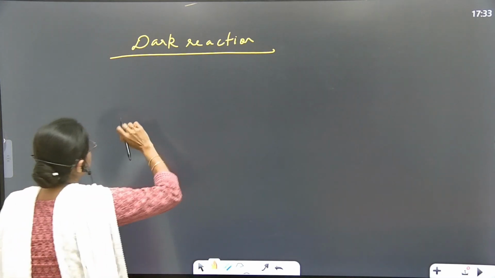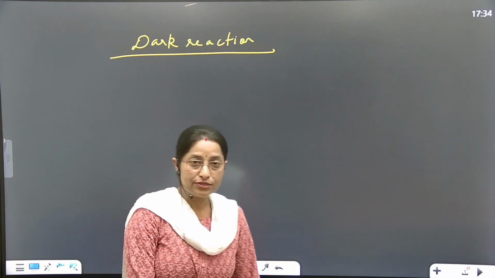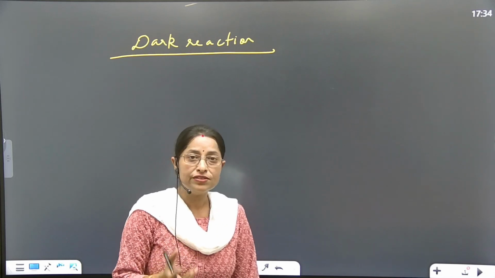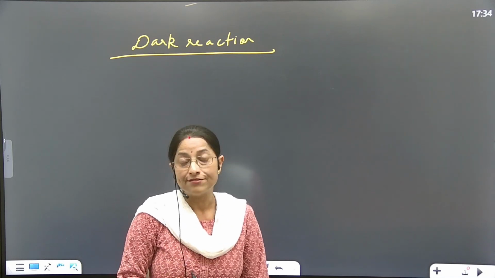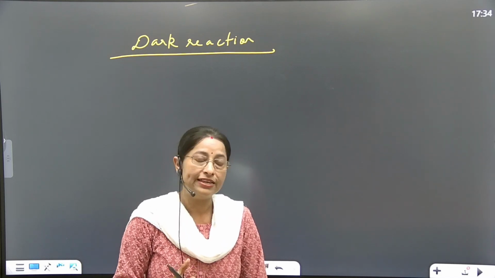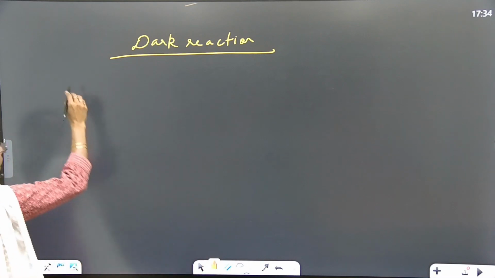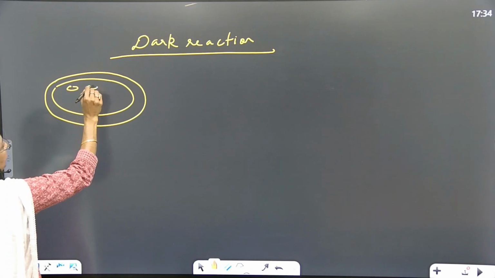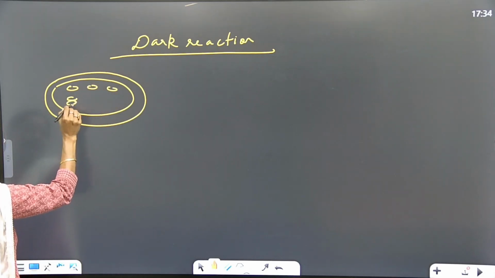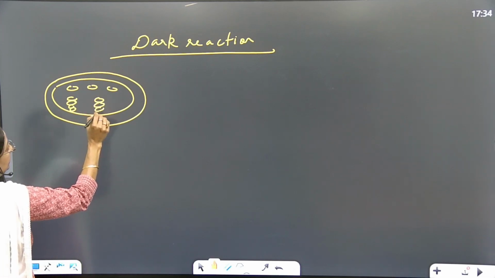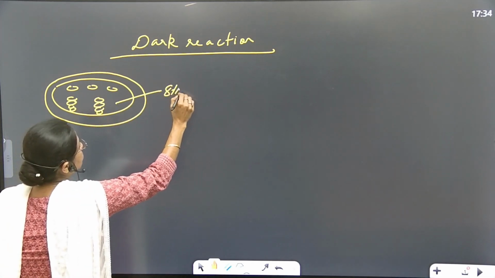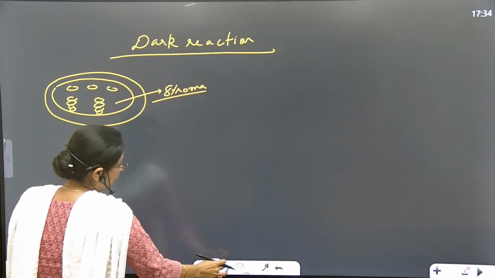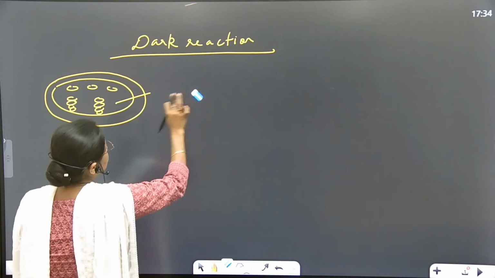When we talk about dark reaction, where does it occur? Since dark reaction is also a part of photosynthesis, and we know photosynthesis occurs in the chloroplast, obviously the dark reaction will occur in the chloroplast itself. But where exactly in the chloroplast? We have learned something called the stroma. So we remember the chloroplast as a structure like this, right? We had sac-like structures that were called thylakoids. Stacks of thylakoids were called grana, and this portion was called stroma. So when we talk about dark reaction, where does it occur? It occurs in the stroma part, right?